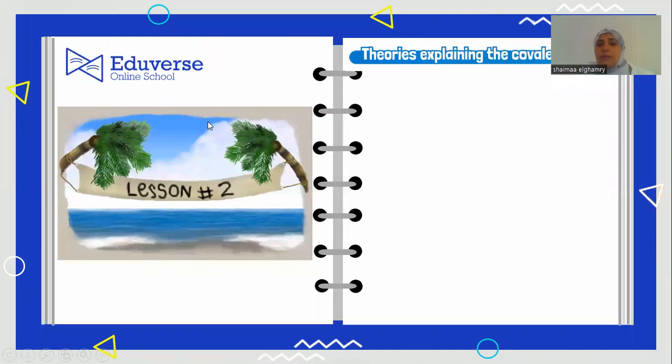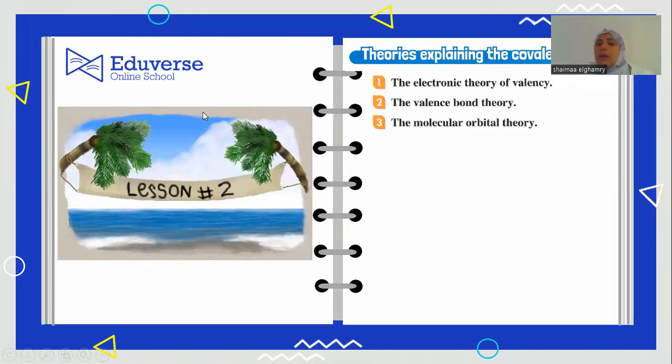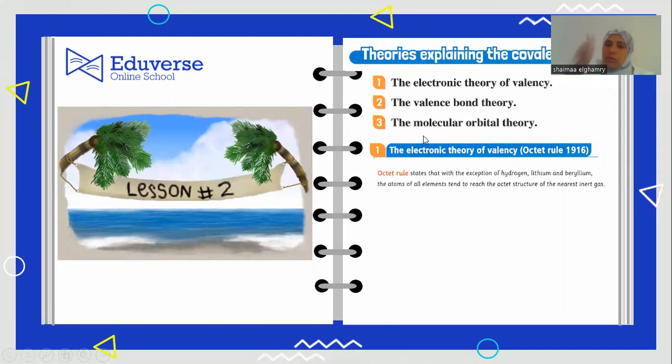Lesson 2 is talking about theories explaining the covalent bond. The first one is the electron theory of valency or octet rule. The octet rule was established by Lewis and Kossel. They said that the element tended to have 8 electrons surrounded in the outermost energy level, except hydrogen and beryllium.